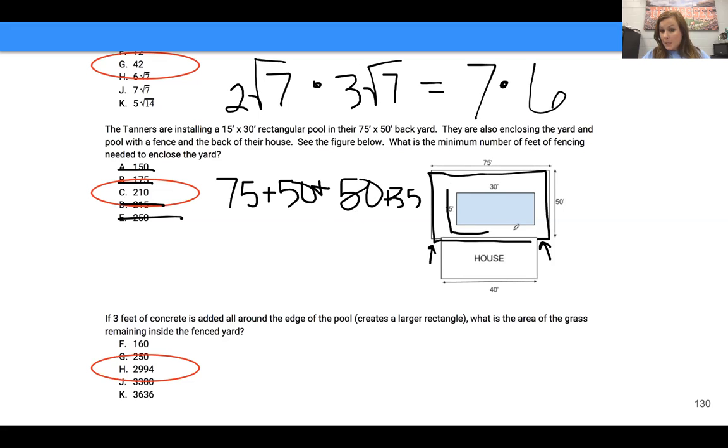So now in the next one, they're saying if we add 3 feet of concrete all the way around this pool, 3 feet, so let's draw it. What is going to be the area of the grass remaining inside the fenced-in yard?